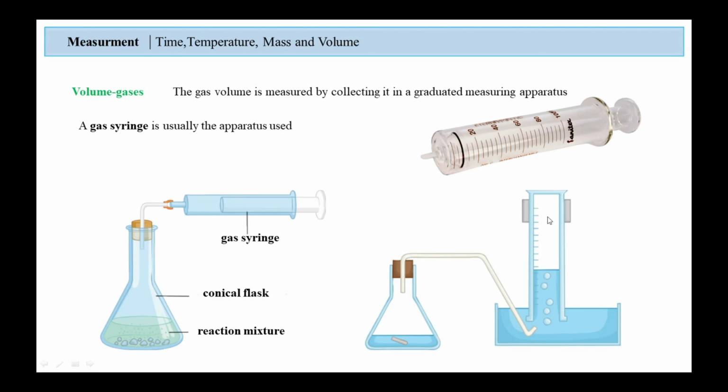Also, as you can see here, we can use a measuring cylinder, which will be filled with water and inverted in a container of water. Then we will let the gas replace the liquid. By doing this, we can read the volume of gas generated during the reaction on the measuring cylinder.